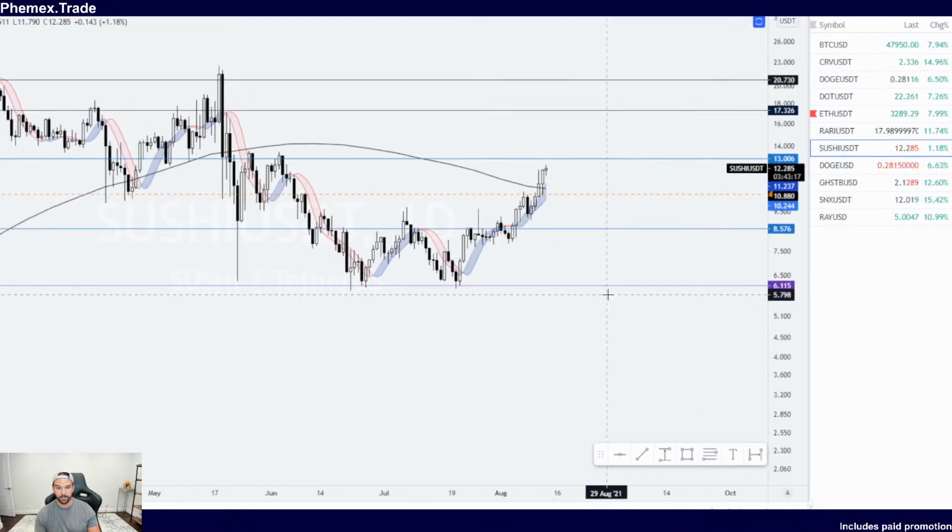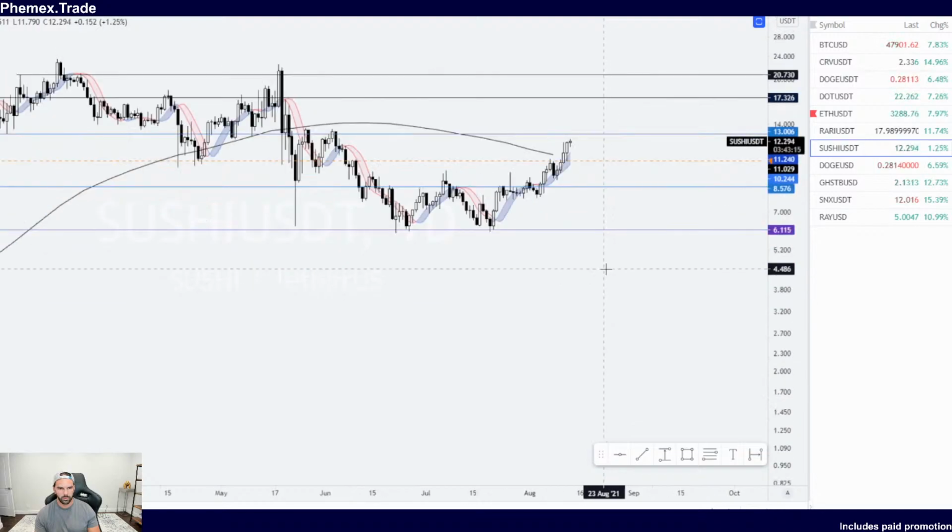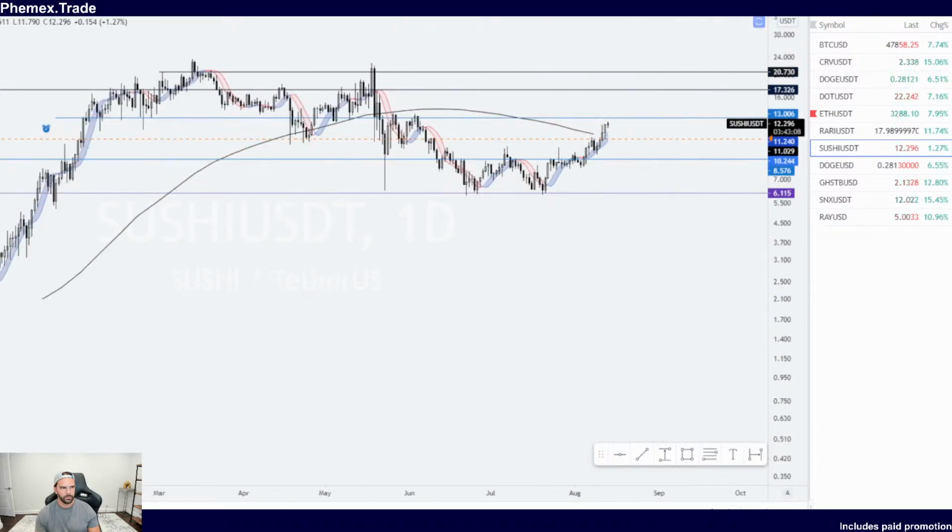Sushi looks awesome. Got in and out of sushi the last couple of days. Finally stayed in. Sushi looks awesome, right?